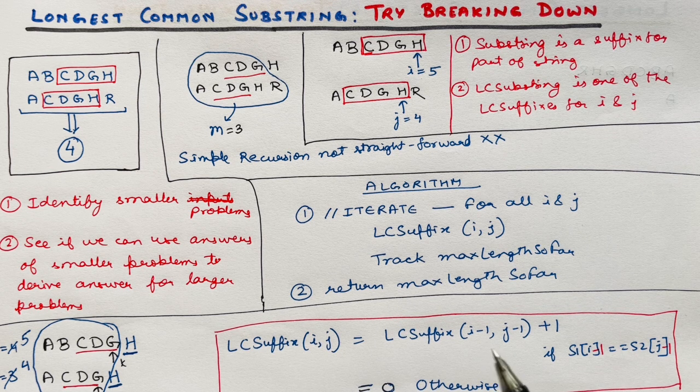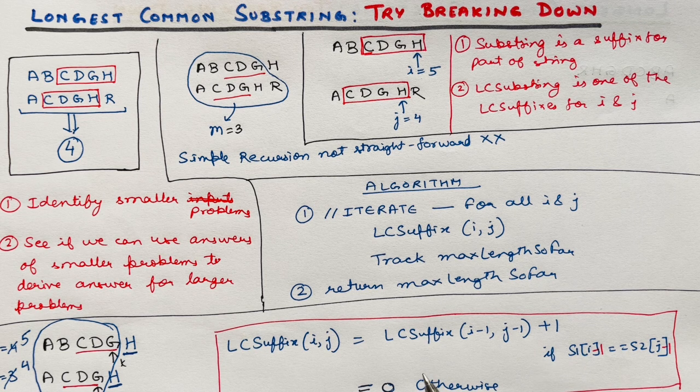So we first compare the last characters. If the last characters are equal, then our answer is simply the length of the longest common suffix for i-1, j-1, plus 1. Because the last character is already equal, we calculate the same thing for the remaining strings, basically for the first i-1 characters of S1 and the first j-1 characters of S2. We calculate the length of the longest common suffix, and plus 1 is there because the last character is equal.